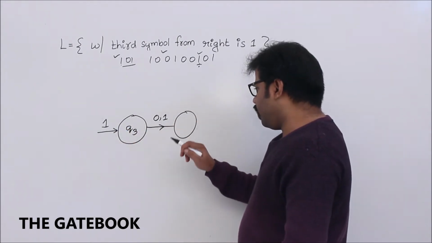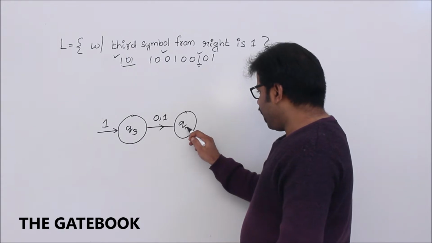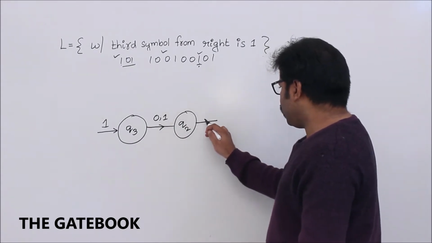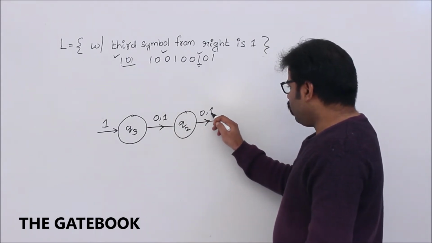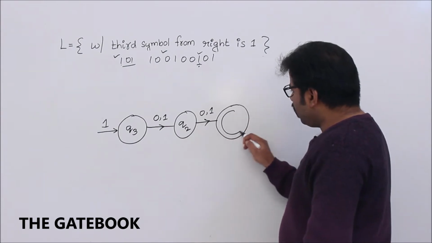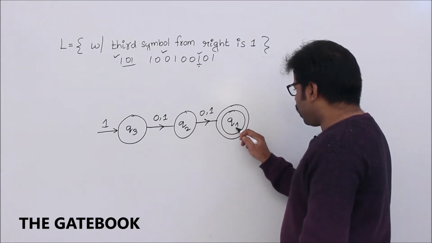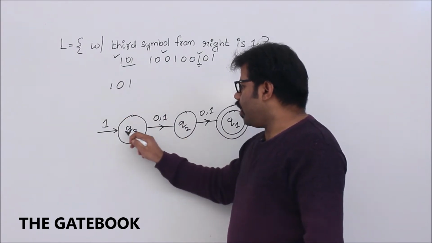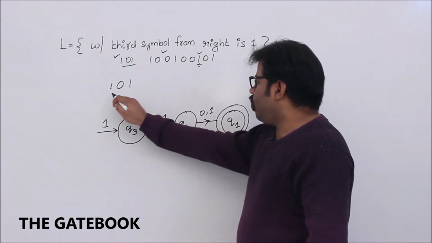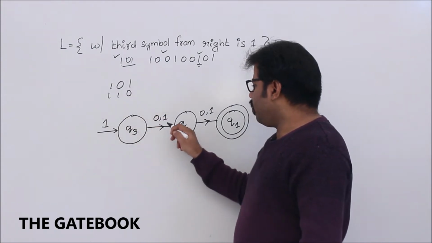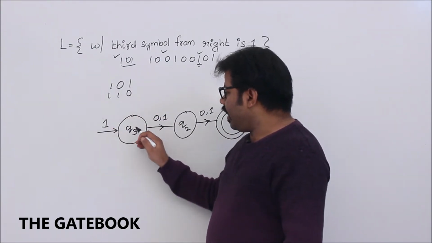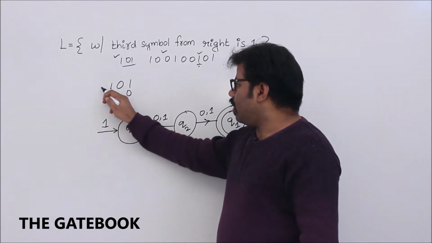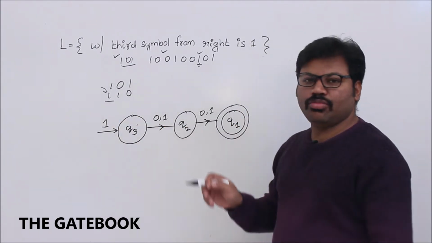Then on 0 or 1, because the second symbol can be anything, on 0 and 1 you go to the same state. You see this one? This is the final state. Now for example, let's say 101. You see it works. 101, 110, 110. That means if Q3 is really called on the third symbol, then everything will work smoothly, right?